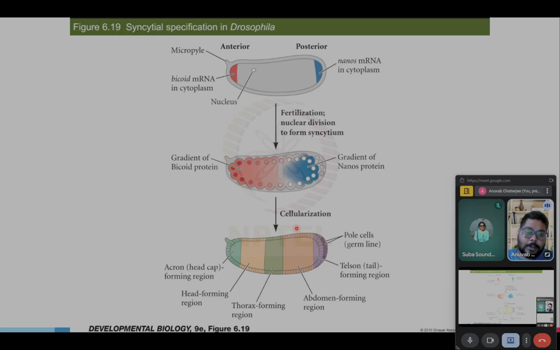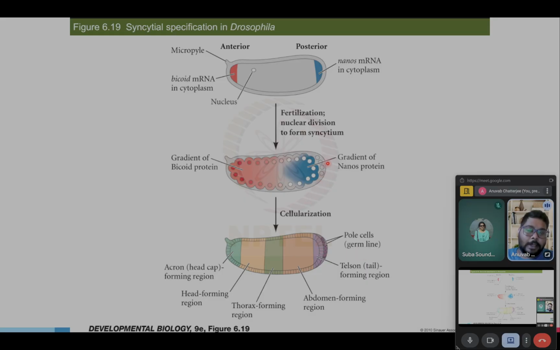After cellularization, which is essentially the nuclei now undergoing cytokinesis and forming different cells, this is what the entire embryo will look like. By this time, already the head region, the acron or the head cap, the anterior most region, the head region, the thorax, the abdomen, the telson or the tail region, and the pole cells are already determined.